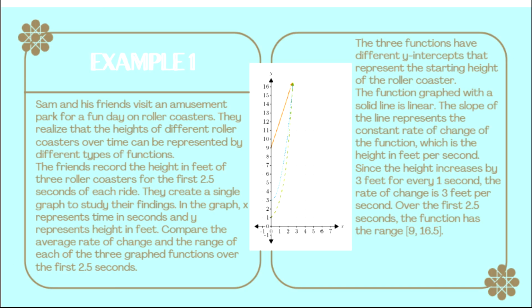The 3 functions have different y-intercepts. So you can see here, one intercepts here at 9, one intercepts at 3, and one intercepts at 1. That represents the starting height of the roller coaster.